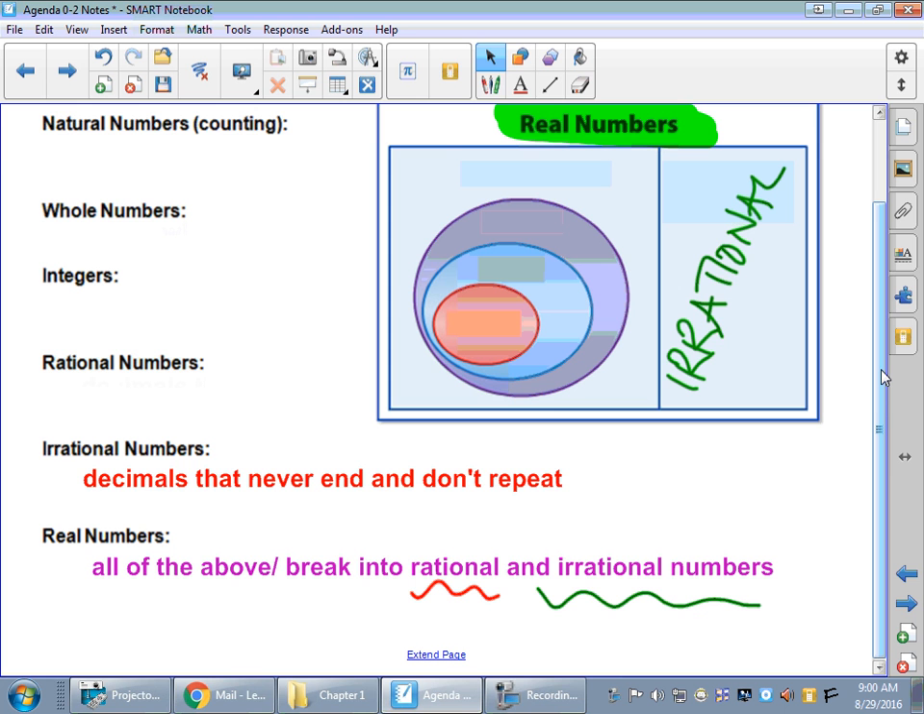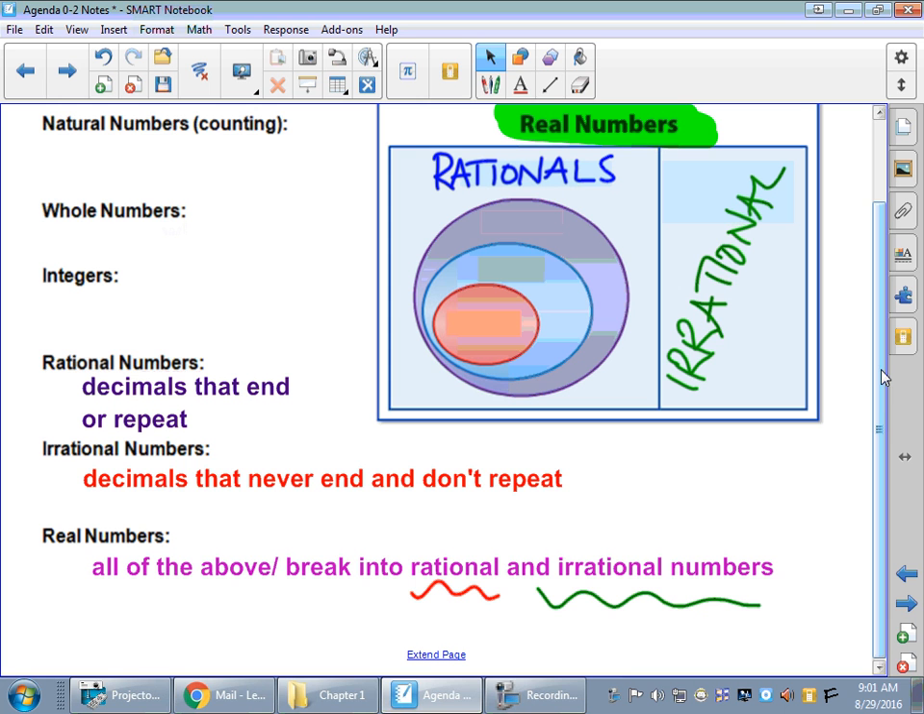Rational numbers, on the other hand, this whole other section over here are rationals. So you either have rationals or irrationals. Irrationals are what they are. Rationals, notice we've got some circles within here. So rational numbers are decimals that either end or repeat. Remember, we can turn fractions into decimals to figure this out.